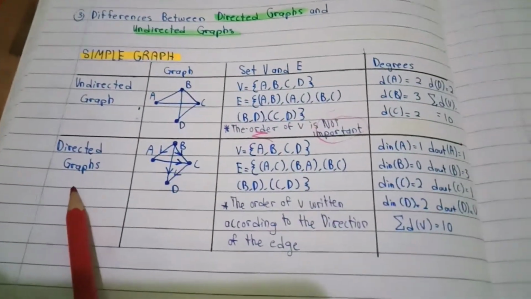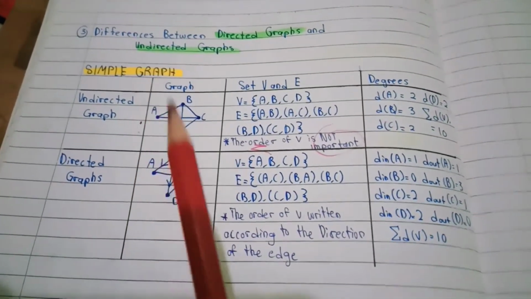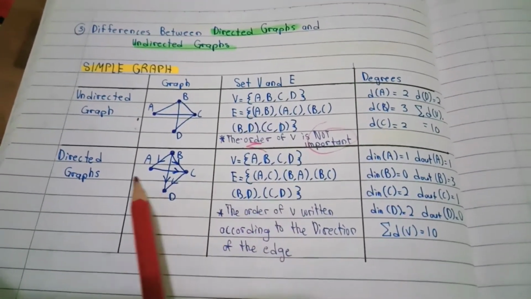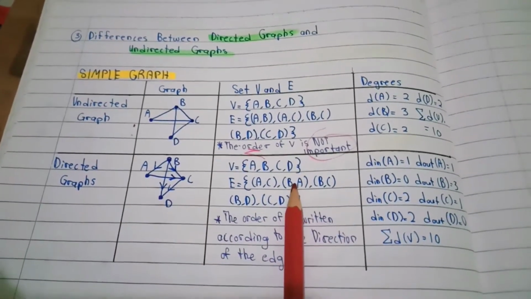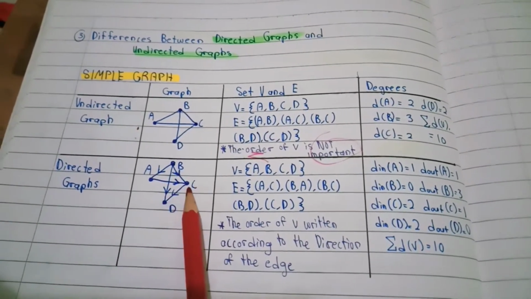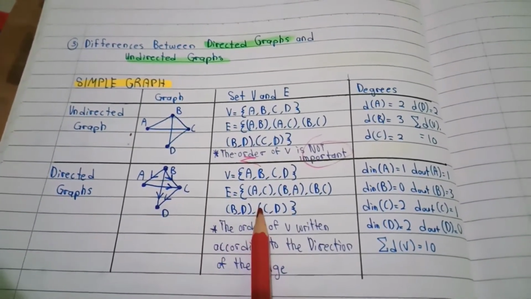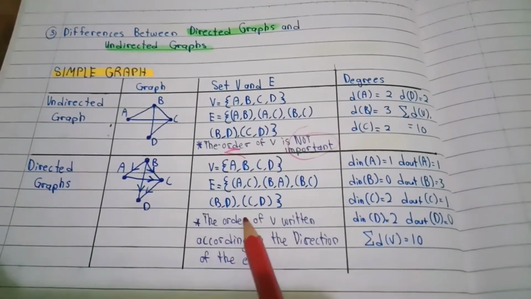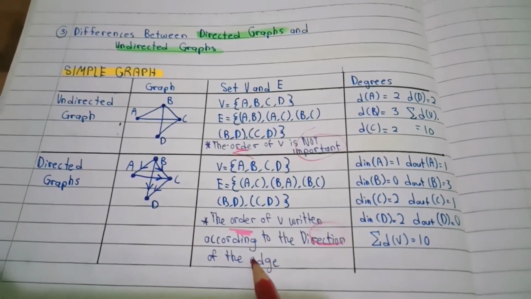But in directed graph, the vertices should be written according to the direction of the edges. So here AC, AC, BA, BC, BD, and CD, because the order of the vertices needs to be written according to the direction of the edge.